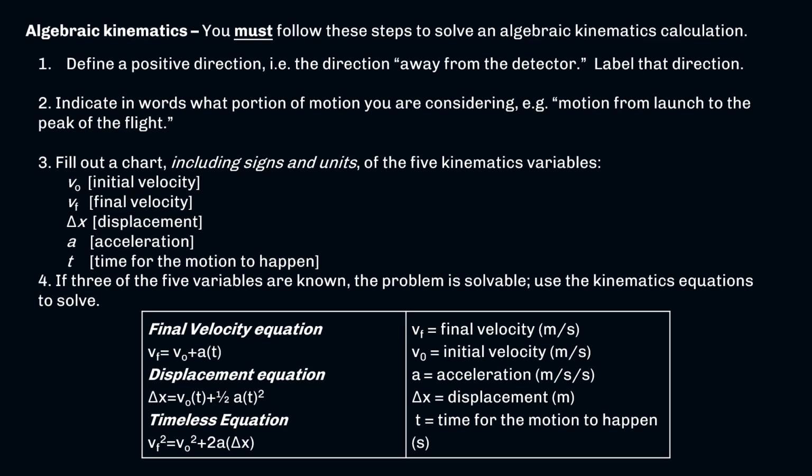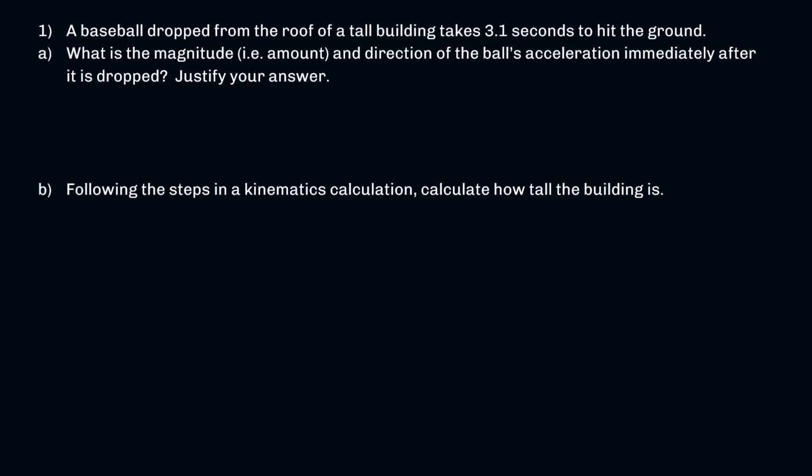So let's get into our first example. All right, so example number 1. We have a baseball dropped from the roof of a tall building. Takes 3.1 seconds to hit the ground. Part A, what is the magnitude, which means the amount or the number, and direction of the ball's acceleration immediately after it is dropped, and justify our answer.